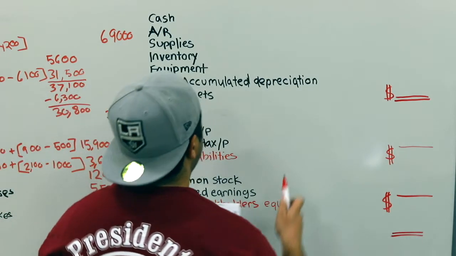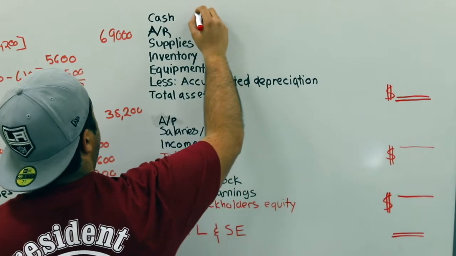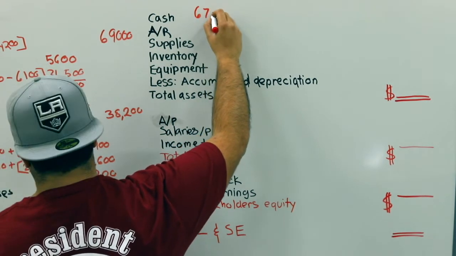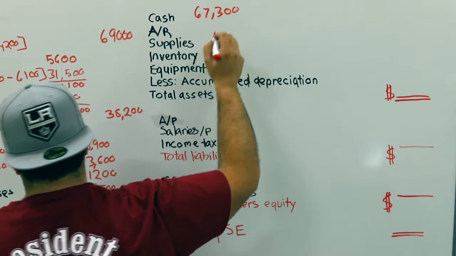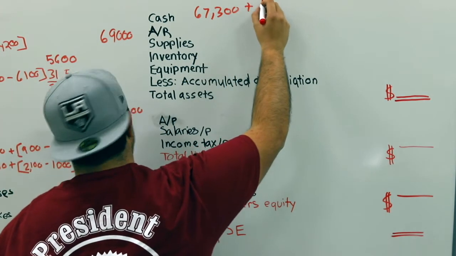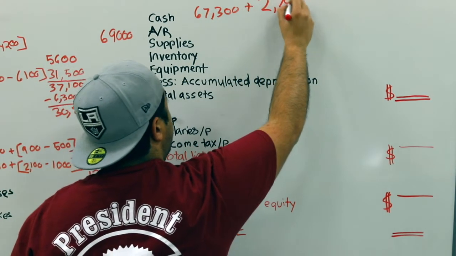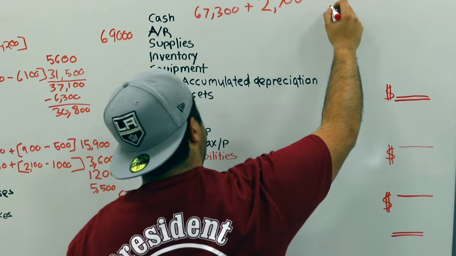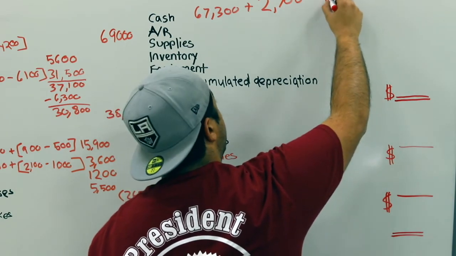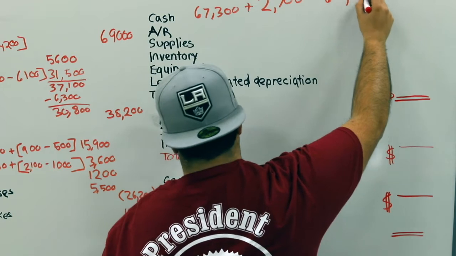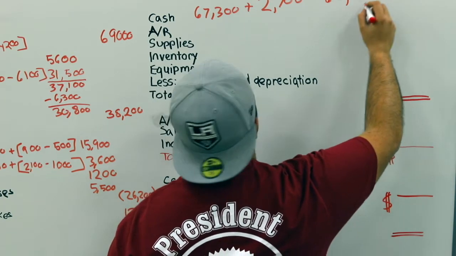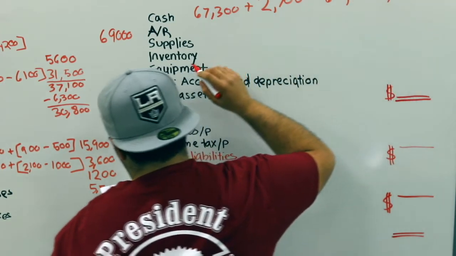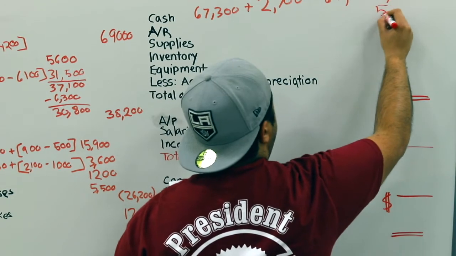Cash. Cash is, remember, total payments received of 67,300, given info, plus beginning of 2,700 minus total cash payments of $62,100, giving us 7,900. Accounts receivable 5,900.